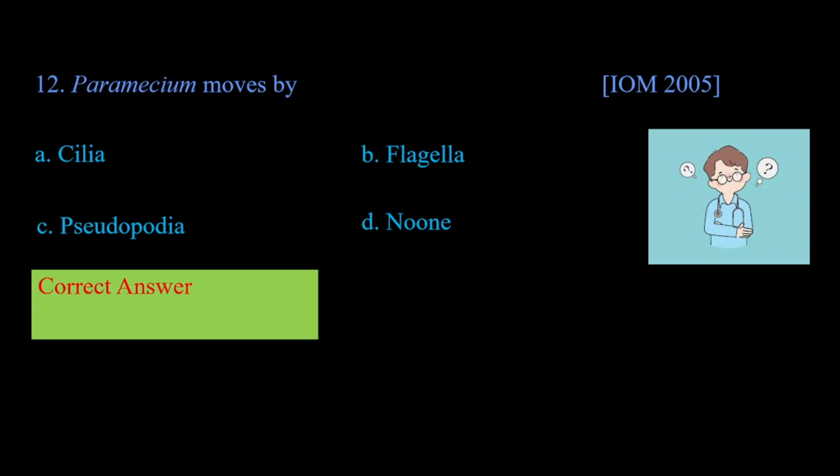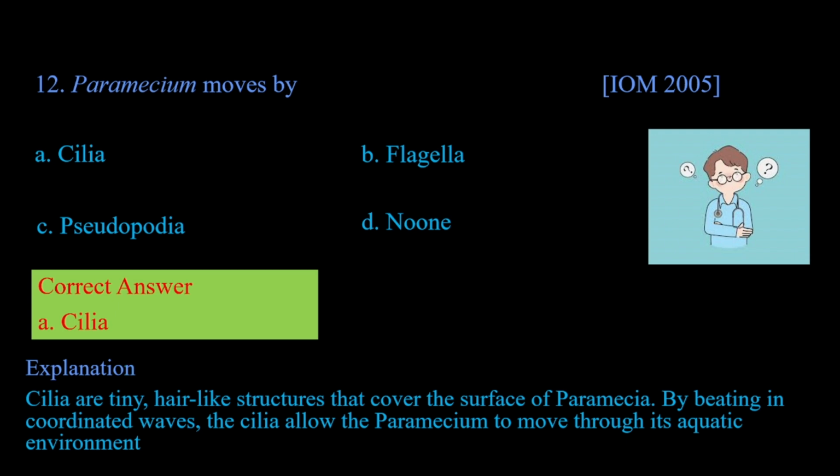The correct answer is option A. Cilia. Cilia are tiny hair-like structures that cover the surface of Paramecium. By beating in coordinated waves, the cilia allow the Paramecium to move through its aquatic environment.